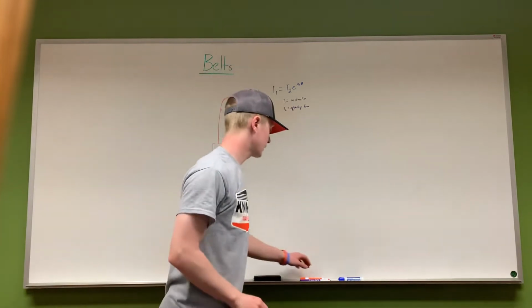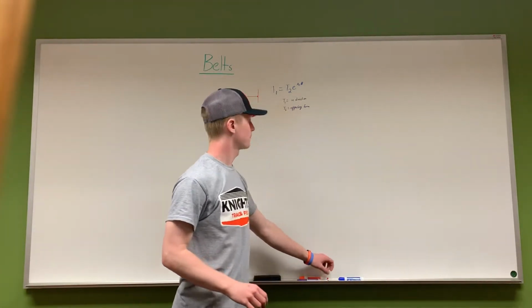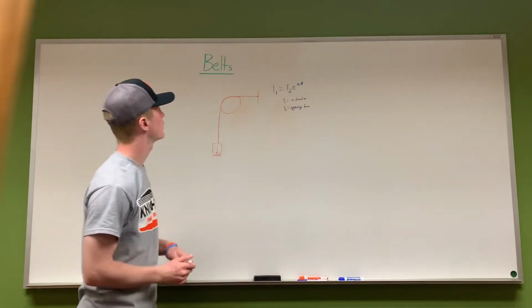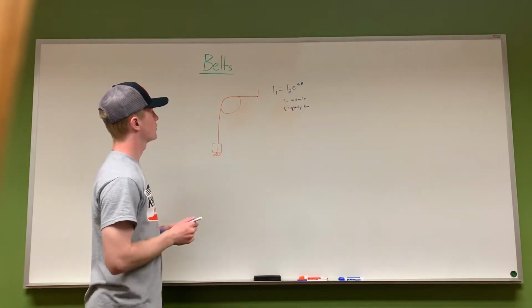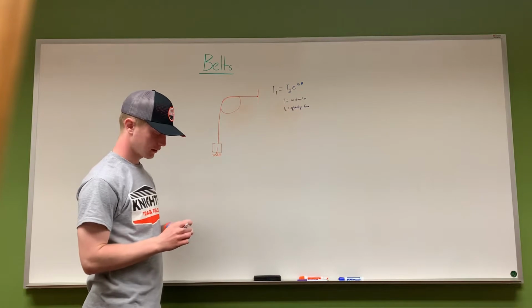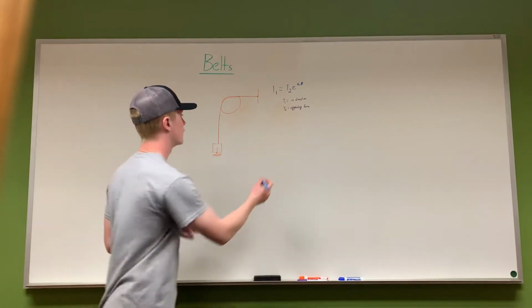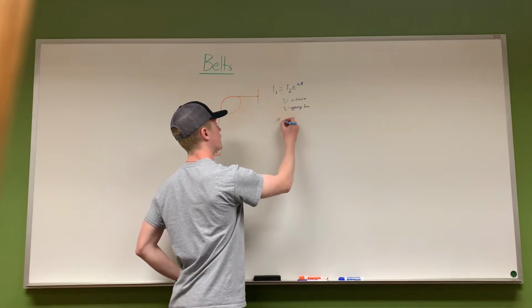So this will be my proof form to go along with 5.4, which is belts and bearings. I'm just going to talk about belts. Or I guess I'm just going to go through a belt problem here. You'll just be dealing with belt friction for that.